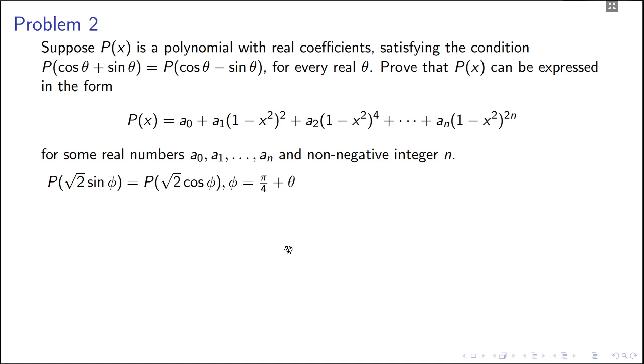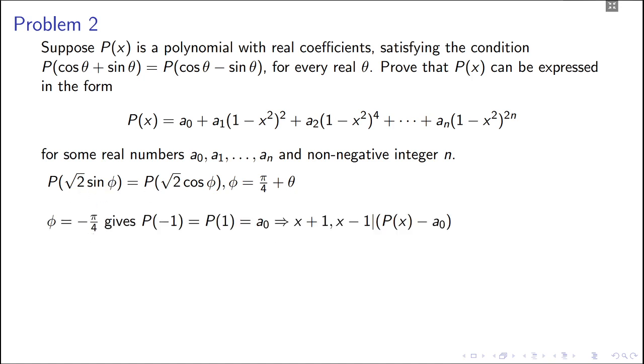So from here, there are many ways to actually prove it, but I'll just show you the most direct one. So basically, you put phi equal to minus pi by 4, you get P of minus 1 here and P of 1 here, so they are equal. Call it A naught. So that means x plus 1 and x minus 1 will divide P(x) minus A naught. Okay.